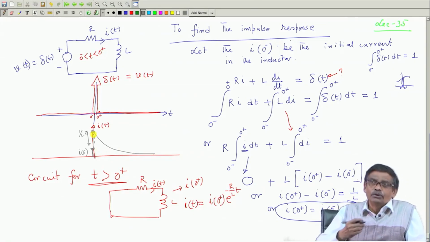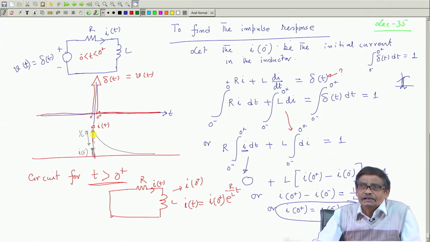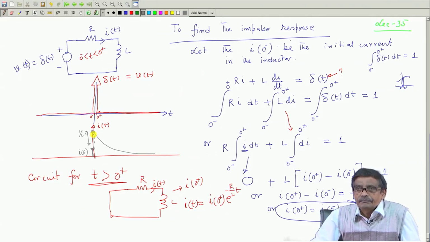So, at t equal to 0, something is happening, it is changing the initial current by a certain amount and then it decays down to 0. Understood?